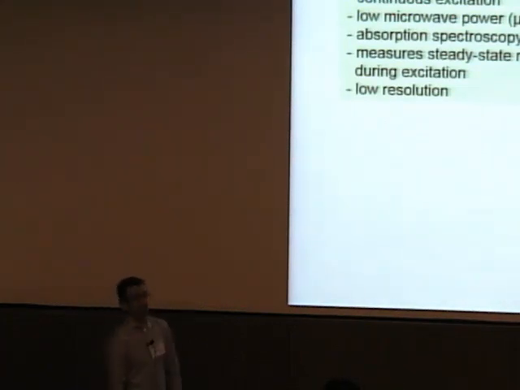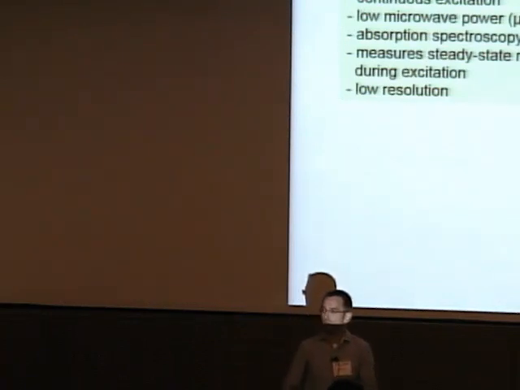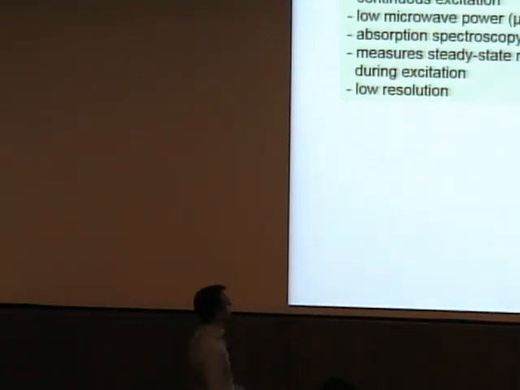So Pulse EPR is very different experimentally from CW EPR, even though conceptually it's not super different in terms of what it gives you. I'm going to walk briefly through what the main differences are. In CW EPR, we continuously excite the spins with low microwave power, and we measure the absorption, so it's an absorption spectroscopy. We measure the steady state response, and it's, of course, low resolution, as we've seen. Pulse EPR, in contrast, does not use CW excitation, but pulse excitation.